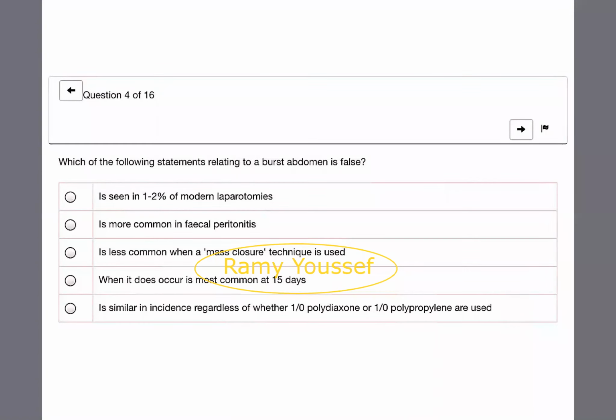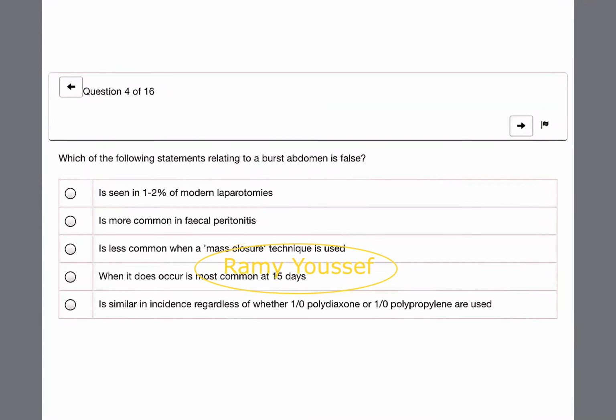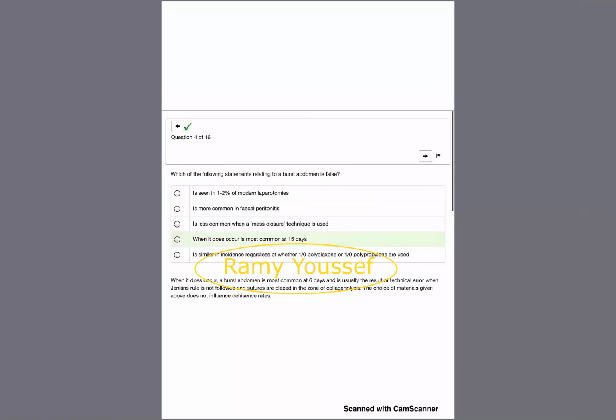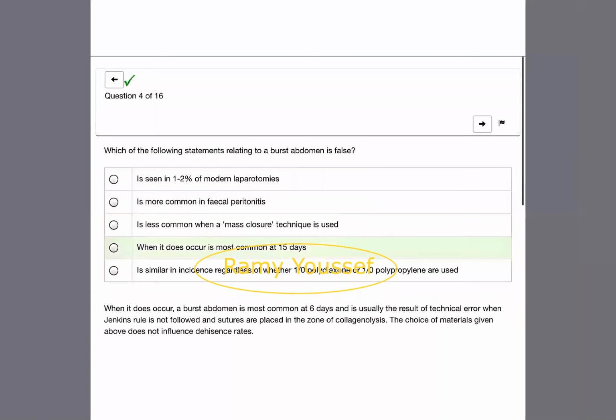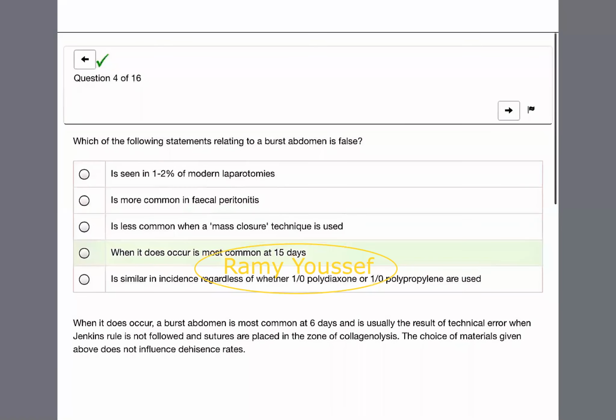I think 5 days or 6 days. 5 days. Almost from 5 to 7 days, or the end of the first week after surgery. So this is the right one. Others are all right, more common with fecal peritonitis. Very little seen now in modern laparotomies, and mass closure of the abdomen is the best in decreasing the incidence.